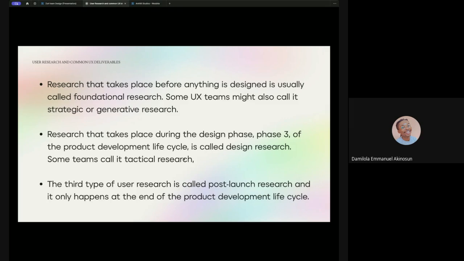Now, for every single one of these types of user research, there are different methods that fall under them. We're also going to be talking about that in a bit. But just keep in mind, as a short recap, that user research is categorized into two subtypes: qualitative research and quantitative research, right? And then we have three types of user research, not categories this time, types: the foundational research, the design research, and the post-launch research. All right, let's move on.